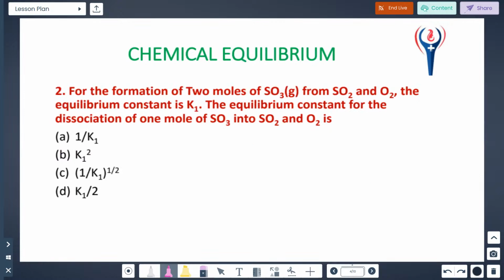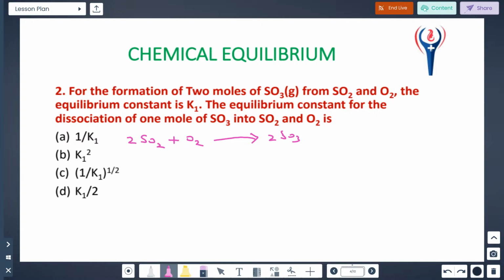For the formation of 2 moles of SO3 from SO2 and O2. 2 moles formation, so you should frame the equation with 2 moles: 2 SO3 from SO2 and O2. Then you have to balance the equation. Only if you put 2 moles, it is a balanced equation. Then this is equilibrium constant K1.